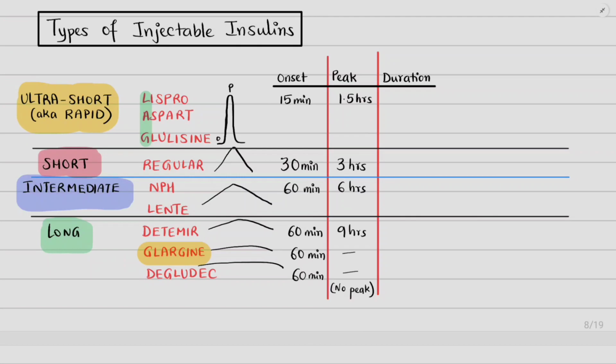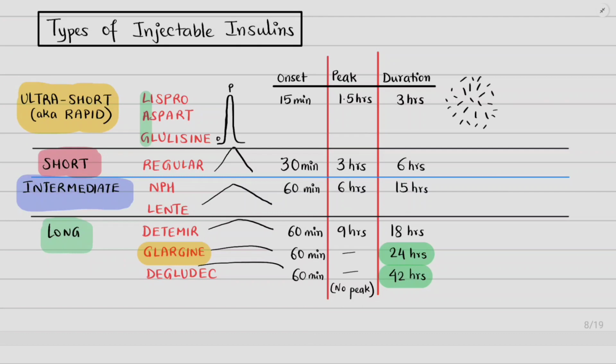And as I said, Glargine and Degludec do not have peaks, but Detemir has a peak which is reached at approximately 9 hours. Then the duration of action of ultra short is 3 hours. The duration of action of short is 6 hours, intermediate it is 15 hours and long it is 18 hours. Then the only two values you have to remember are Glargine, whose duration of action is 24 hours, and Degludec, whose duration of action is 42 hours.